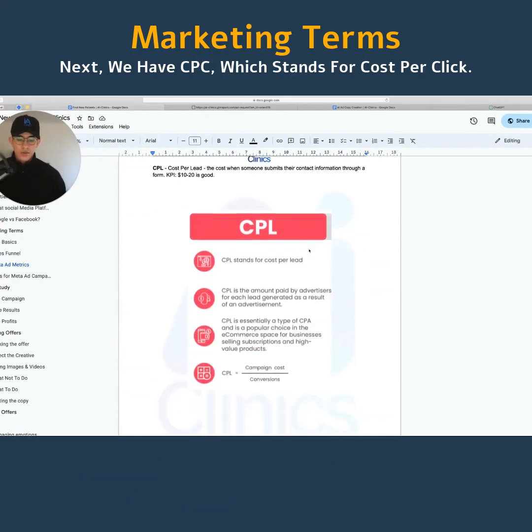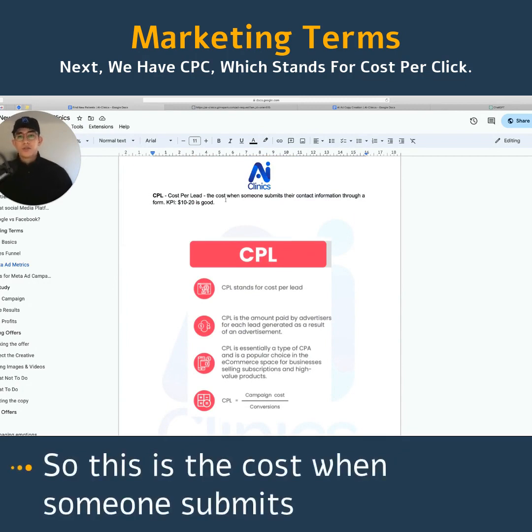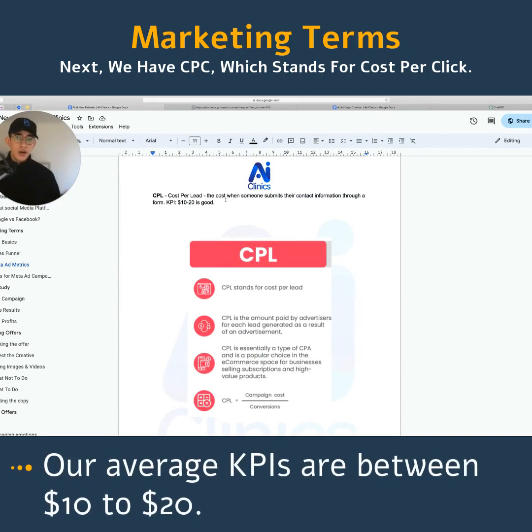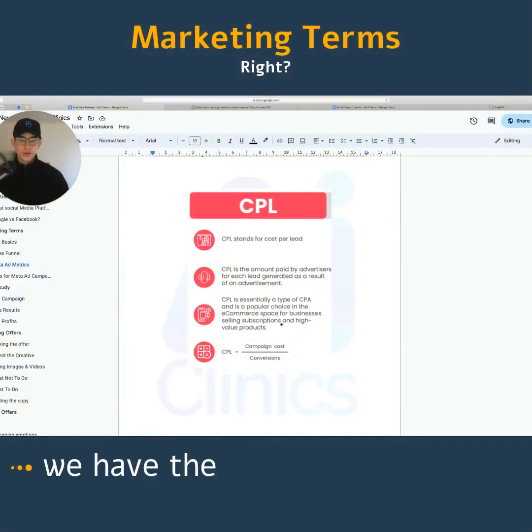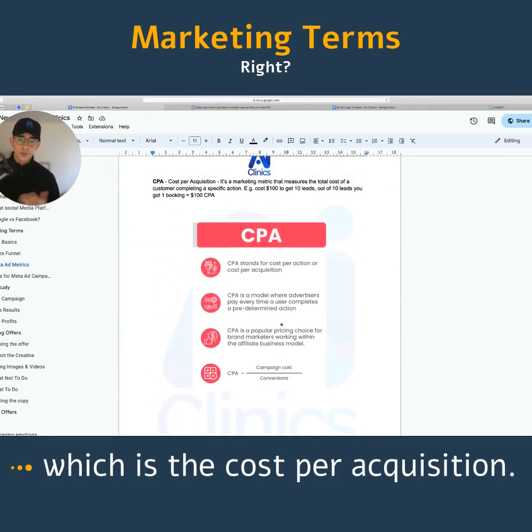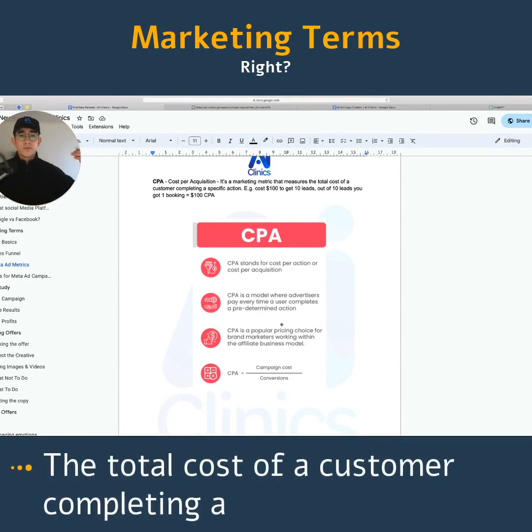And then finally, second to last, penultimately, we have cost per lead. So this is the cost when someone submits their contact information through a form. Our average KPI is between $10 to $20, right? And then finally we have the CPA, which is the cost per acquisition. So this is a marketing metric that measures the total cost of a customer completing a specific action.